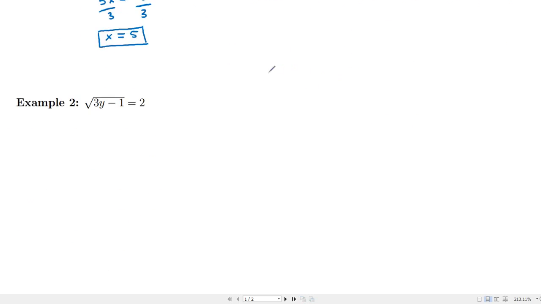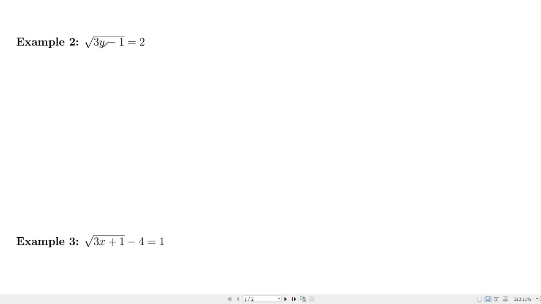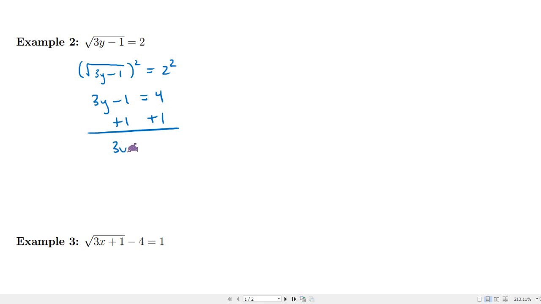Moving on to our next example, we have the root of 3y minus 1 equals 2. Now we already have the root isolated on one side of the equation, so we can square both sides. So we will have the square of 3y minus 1 equals 2 squared. So the square root squared will just give us what's under the root is equal to 4. Then we will add 1 to both sides, because now this is an ordinary equation. We have 3y equals 5, and then divide by 3. And y is equal to 5 divided by 3, so 5 over 3.